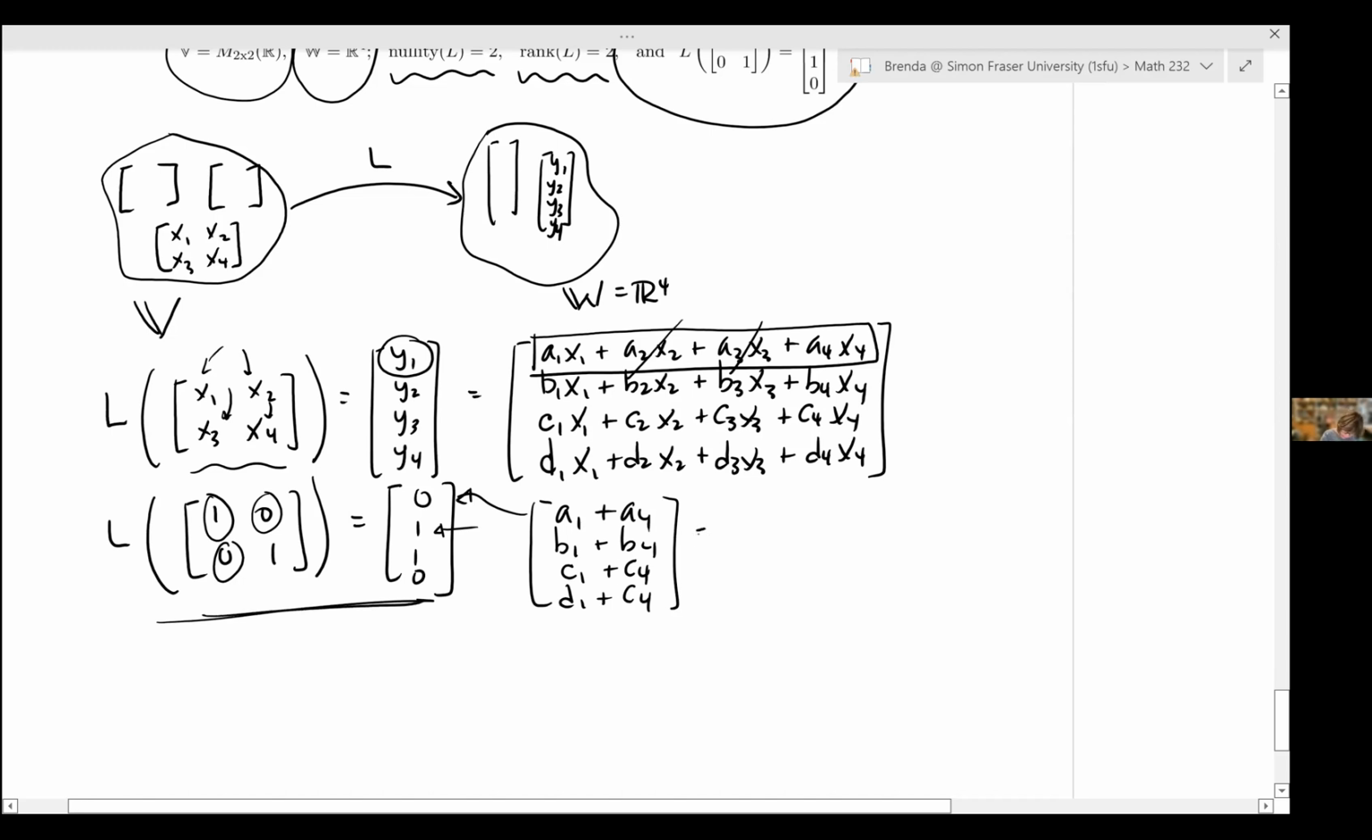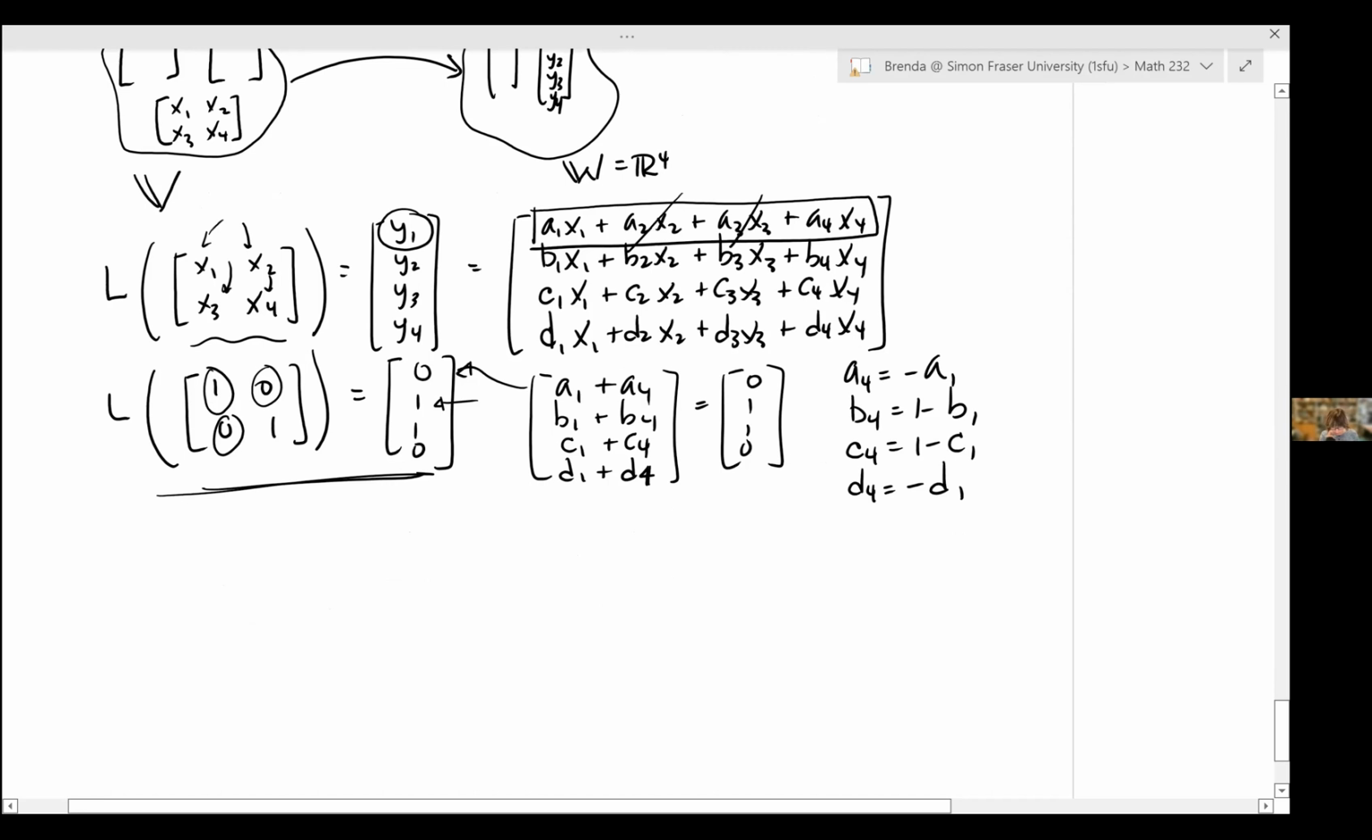Well, this must be equal to 0, 1, 1, 0. That tells me that a4 is minus a1, b4 is 1 minus b1, c4 is 1 minus c1, and d4 is minus d1. Okay, now I have the most general thing sitting here, and I see that I have to have this constraint.